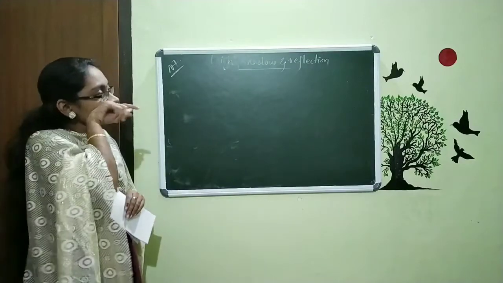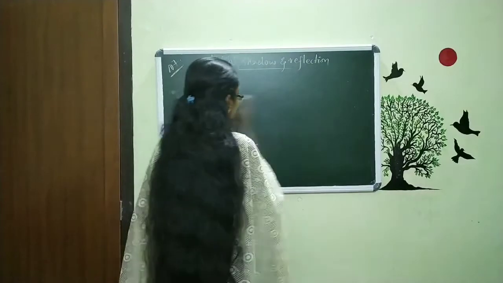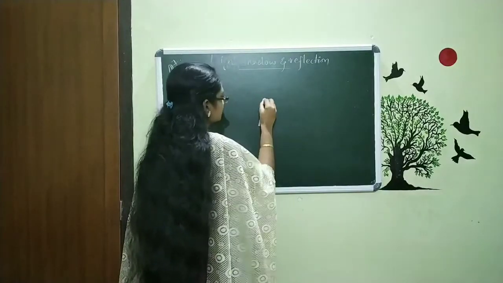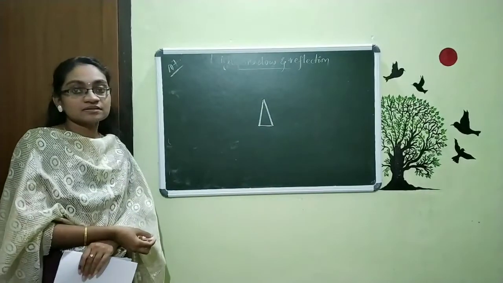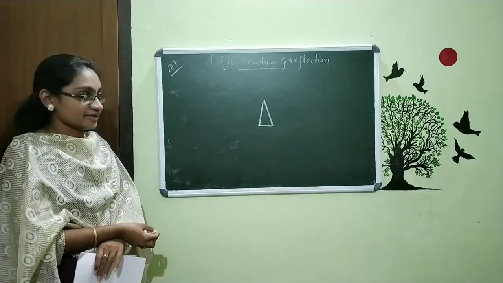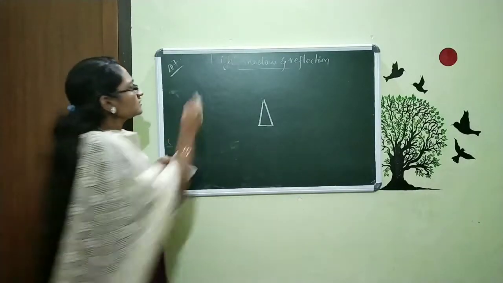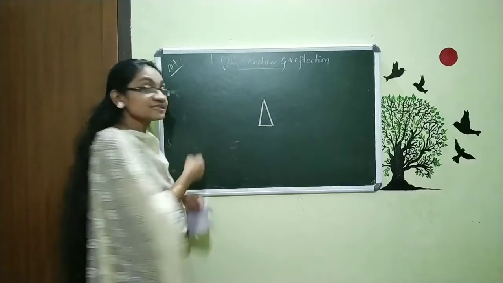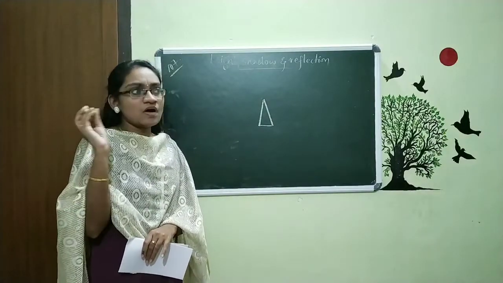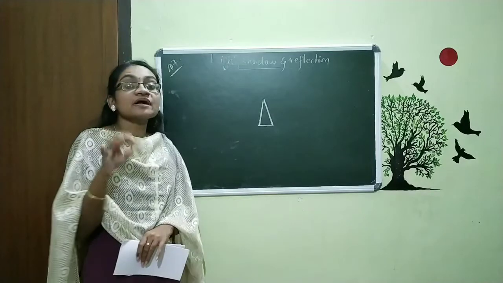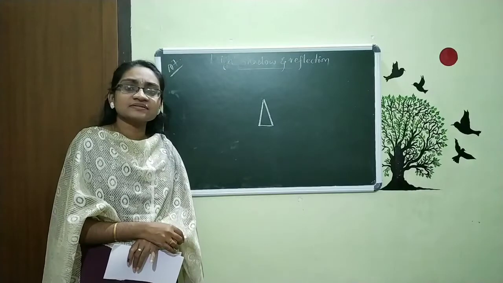So, first of all, I am going to ask you something. What is this? This is one triangle. How do you observe that? By using your eyes. And what is this black screen? This is a blackboard. And what is this? This is chalk. All these objects you identified using your eyes. And how do you see all these things?